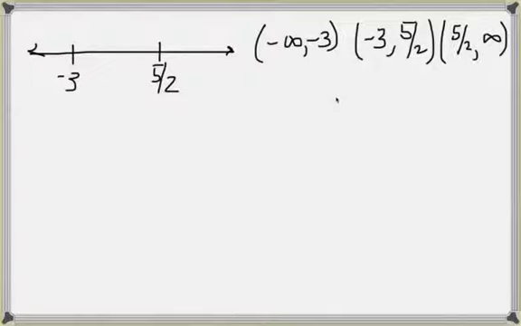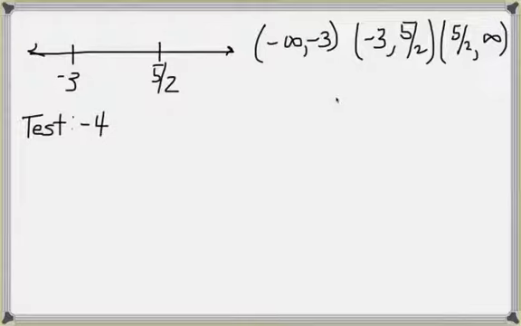So what we want to do is test a point in each interval to figure out whether it is a true statement for our inequality or a false statement, or a positive answer and negative answers. Positive answers are going to be when our number is greater than 0. A negative answer would be when the solution to our test value is less than 0.